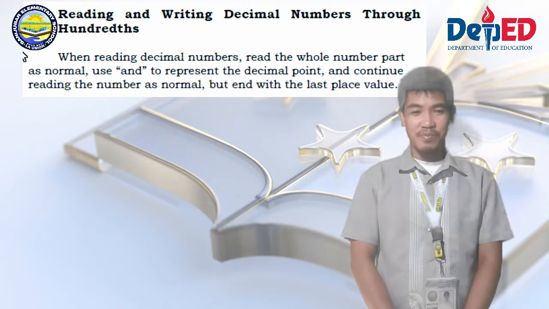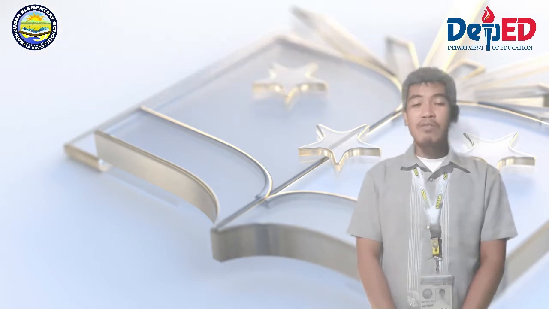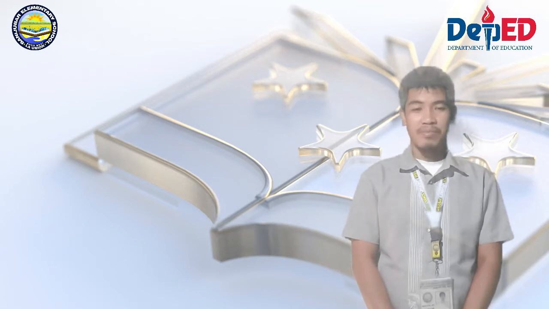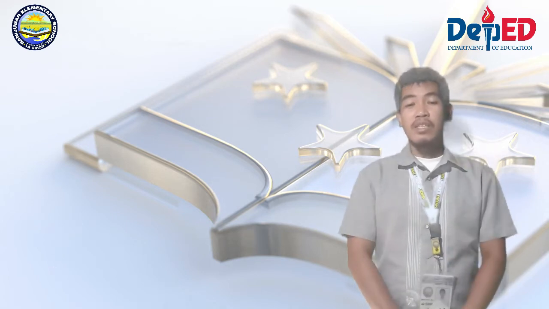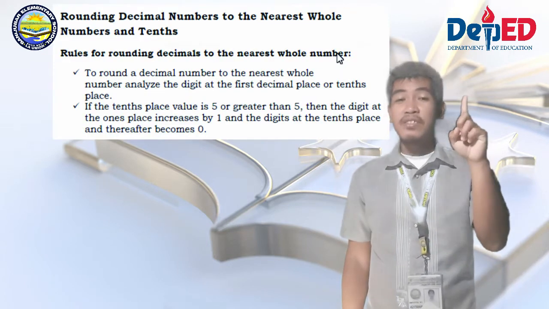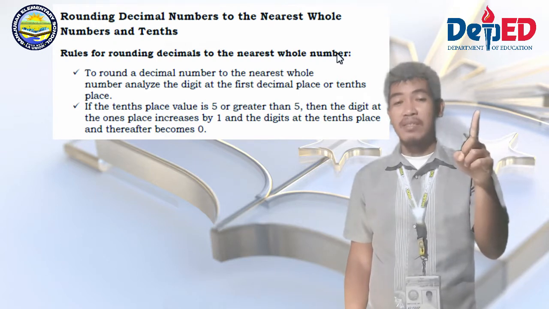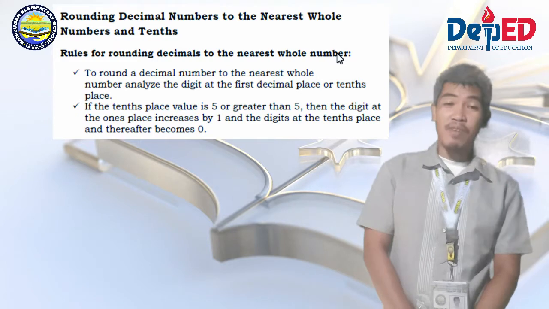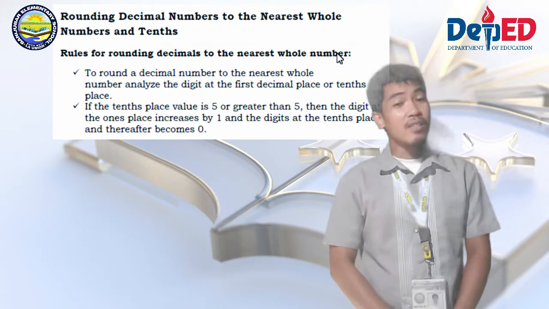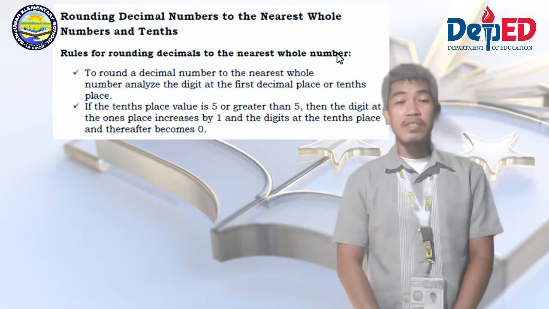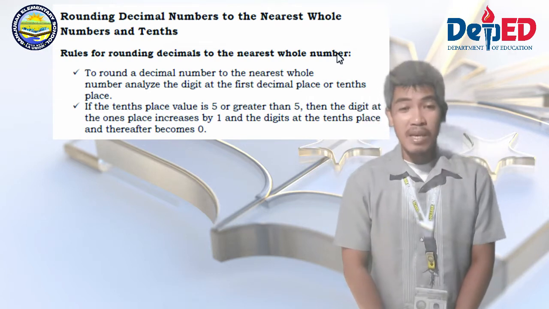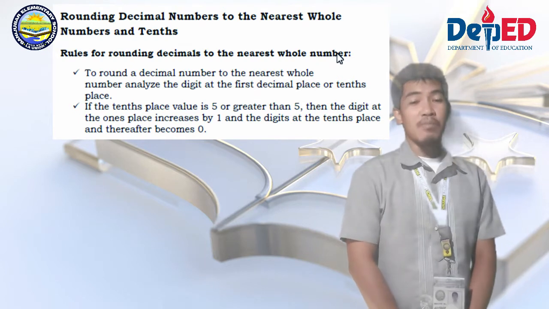Very good. Now, let us try to round decimal numbers to the nearest whole numbers and tenths. To round decimal numbers to the nearest whole number, analyze the digit at the first decimal place or tenths place. If the tenths place value is 5 or greater than 5, then the digit at the ones place increases by 1, and the digits at the tenths place and thereafter becomes 0.